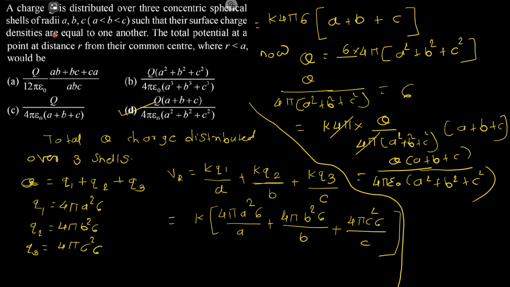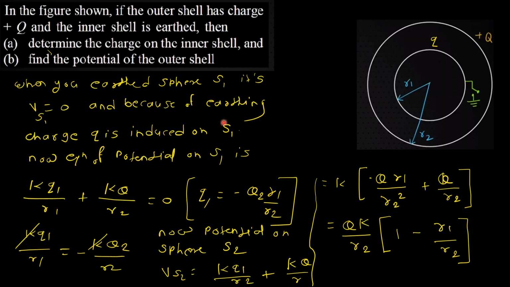Okay, next. In the figure shown, if the outer shell has a charge +Q and the inner shell is earthed, then determine the charge on the inner shell and find the potential of the outer shell.